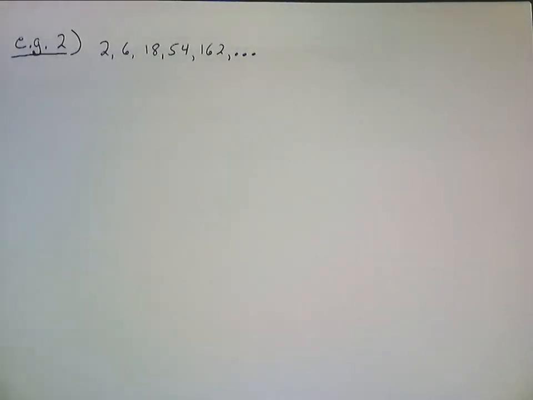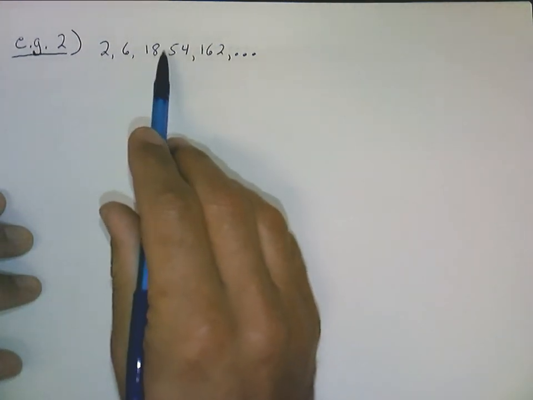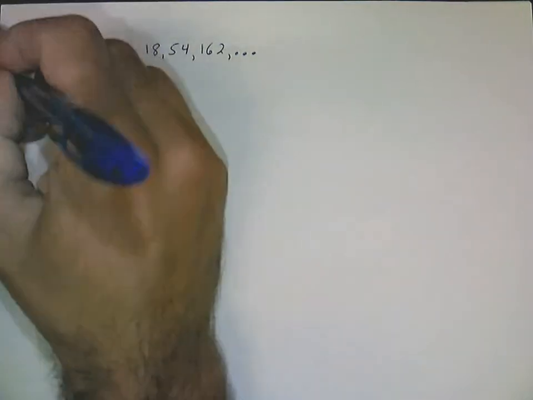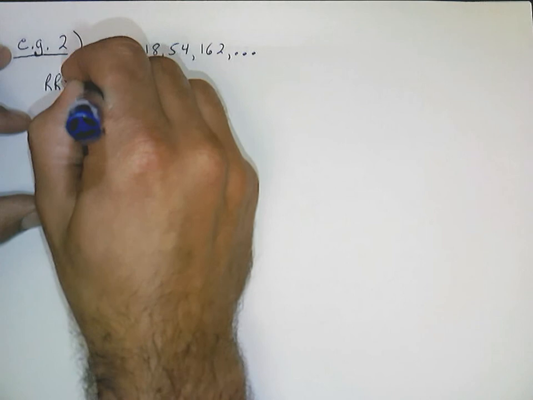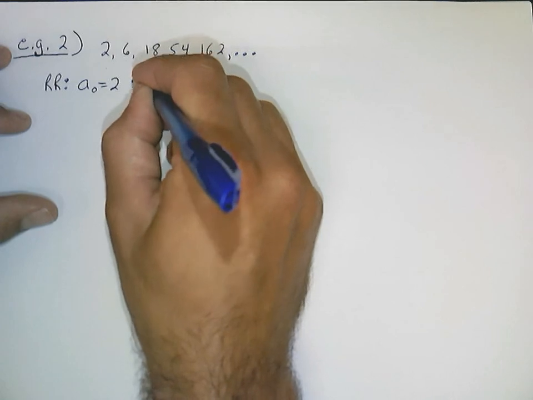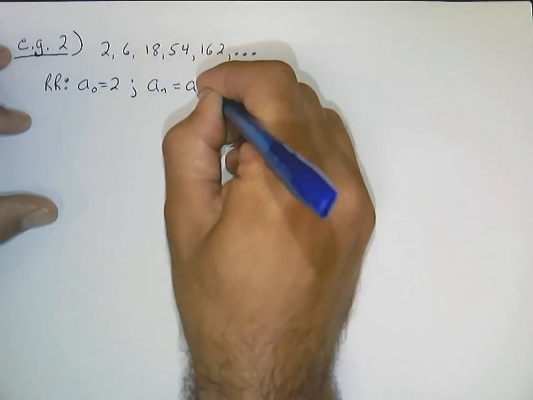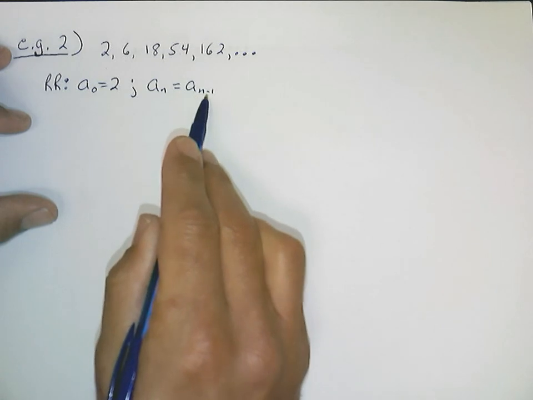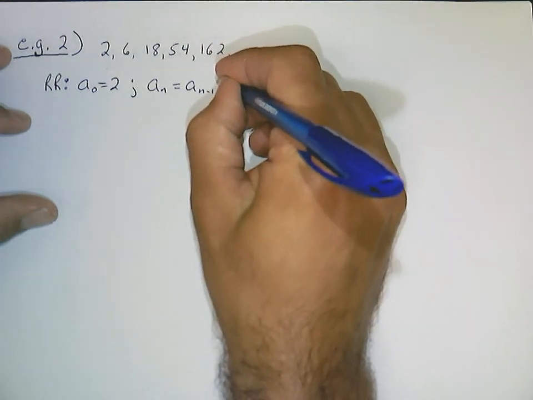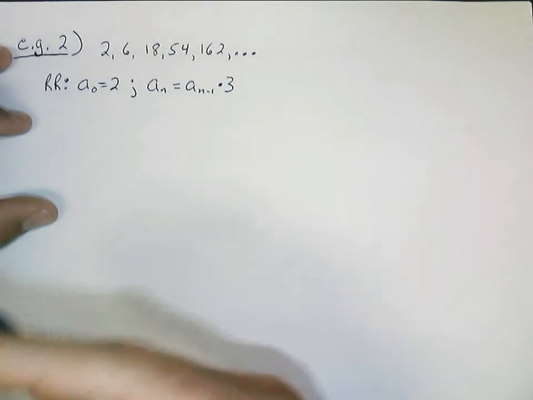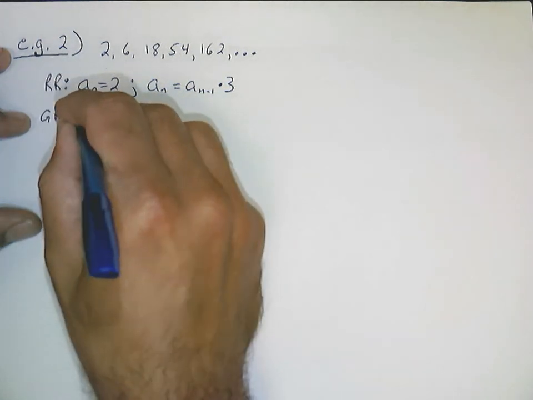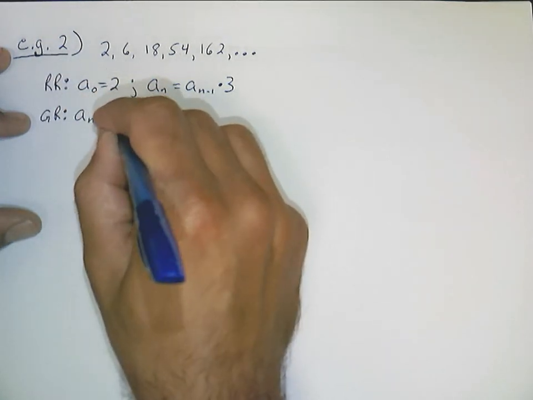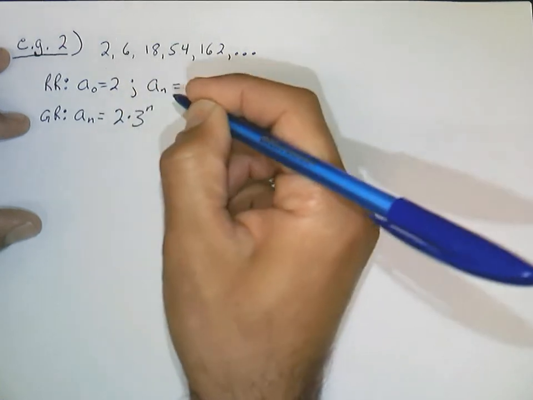This is the one we saw last time as well. 2, 6, 18, 54, 162. Again, the recursive rule we got by starting with 2. So a sub 0 is 2. But then we got to the next term in the sequence always by taking the previous term. So a sub n is equal to the previous one, a sub n minus 1, but we multiplied by 3. And we went through the whole process, and we got the general rule from that to be that a sub n was equal to 2 times 3 to the power of n.